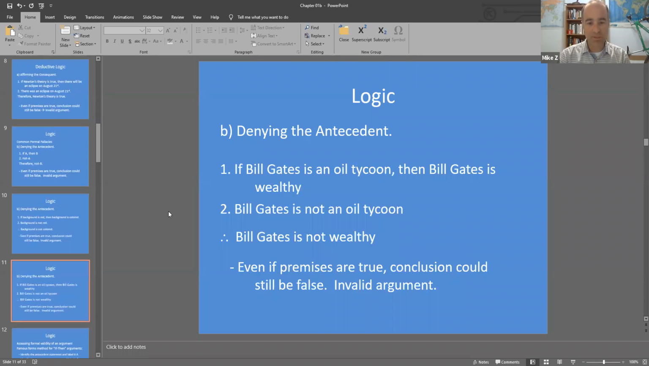Here's another example. If Bill Gates is an oil tycoon, then he's wealthy. Okay, that's one way to get wealthy, to be an oil tycoon. Then the second premise tells us, oh wait, Bill Gates is not an oil tycoon. So we might be tempted to conclude that Bill Gates is not wealthy. Well, if you know anything about the history of computers and retail and operating systems and all of that, you know Bill Gates is very wealthy, one of the most wealthy people. It's just that he didn't get his money from oil.